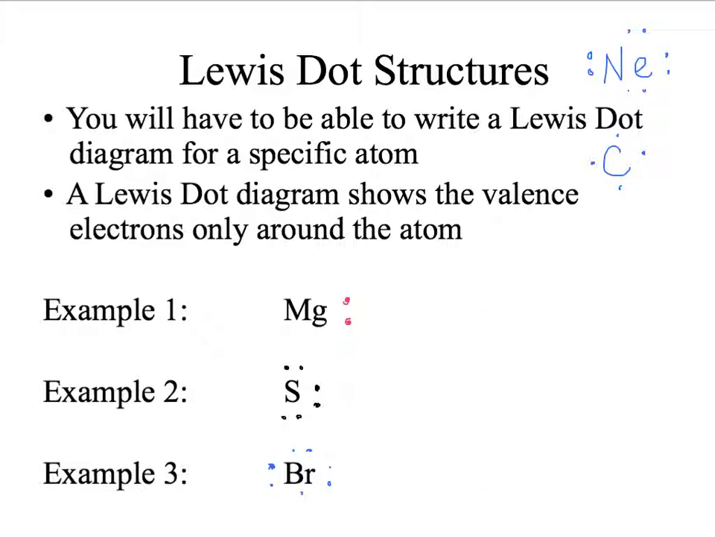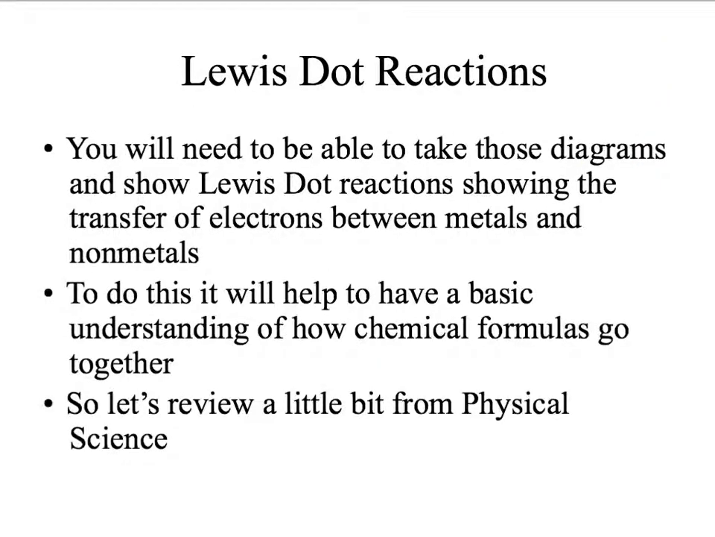So next we're going to move on and show a Lewis dot reaction, meaning what happens when these elements interact with each other and where their electrons go. For a Lewis dot reaction, you'll need to be able to take those diagrams that we just did and show the transfer of electrons between the metal and the nonmetal. To do this, you need to have a basic understanding of how chemical formulas go together. You did learn this in physical science, but I'm assuming you're going to say you don't remember doing this, but you did. Review.